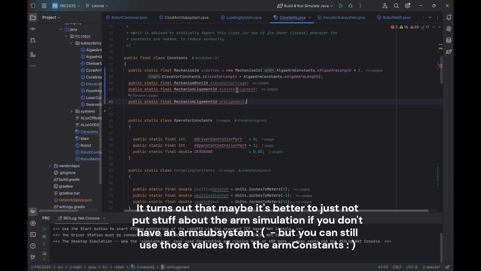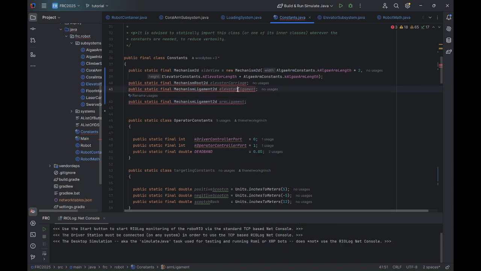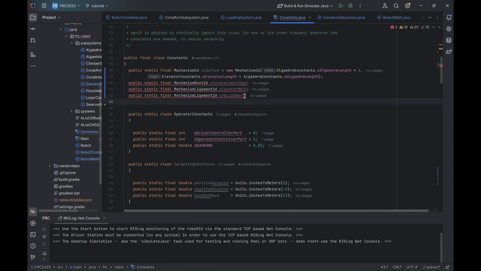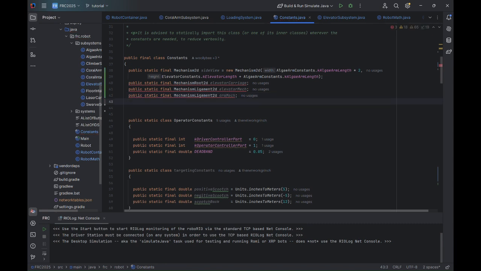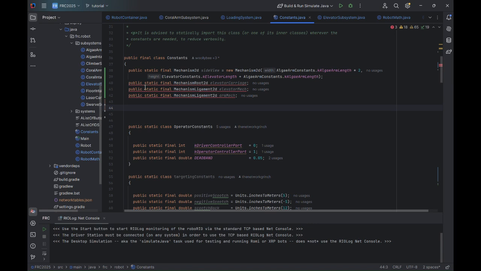Actually, I'll just rename it because we have some good names. So this one we can call it elevator tower, or elevator Mac and arm Mac. Yeah, I like those better. Yep. And next is our initialization. So we have the static instance variable, so we need to use a static method.